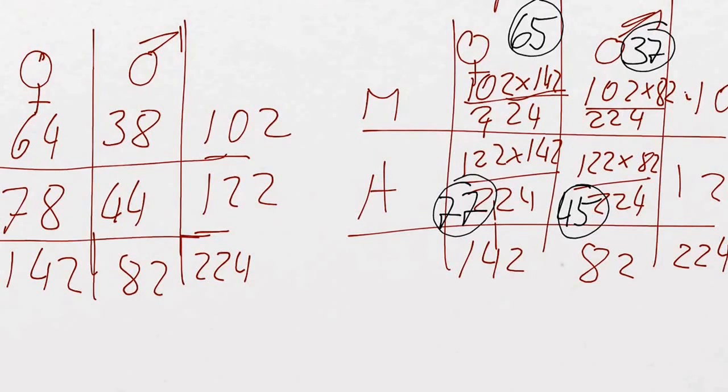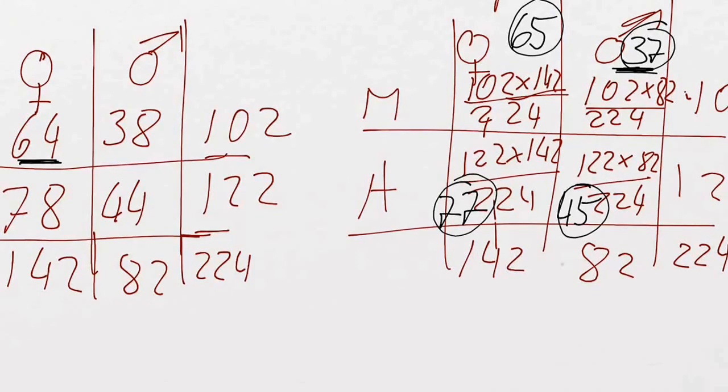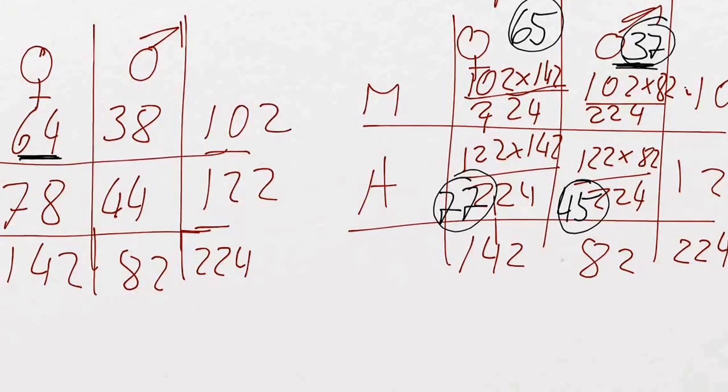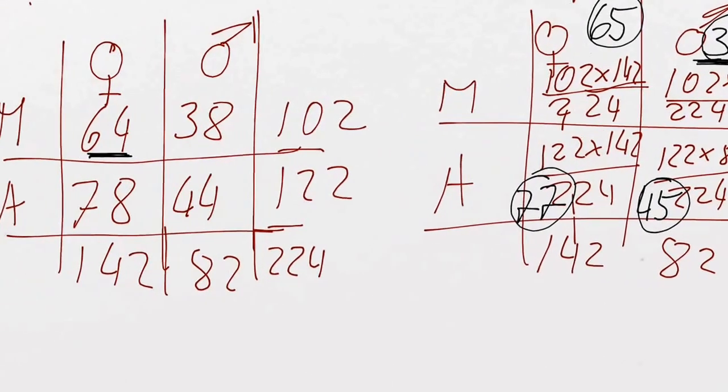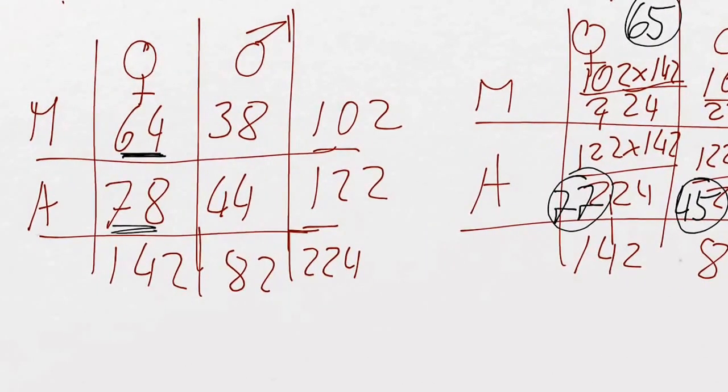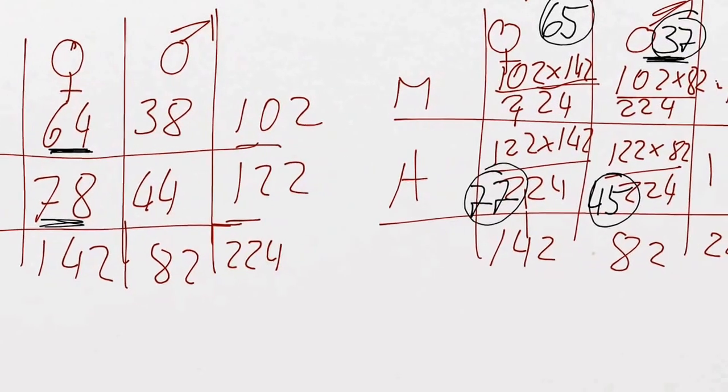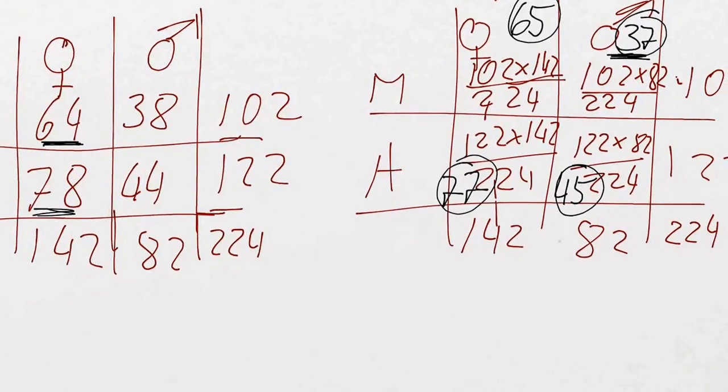So if we look at what we actually observe, we observe 64 girls in the morning, and our expected number would be 65. It's not too bad, huh? We expect 37 males in the morning, and actually we observed 38. So, not too far away. Likewise, 78 girls in the afternoon, 77 expected, 45 and 44. It's not too big a difference.